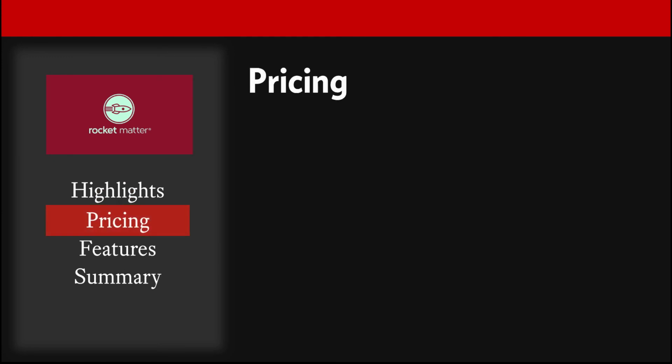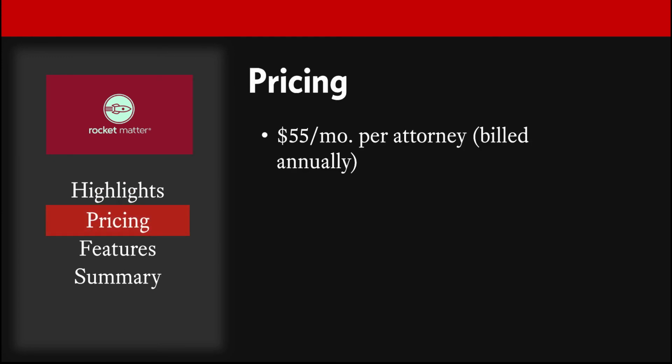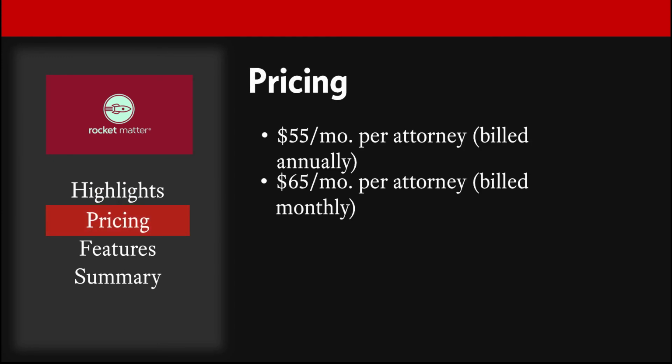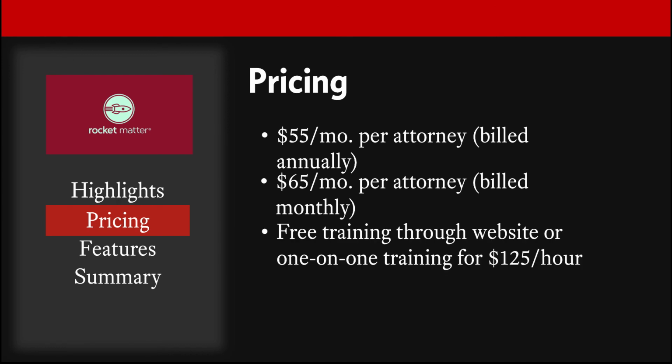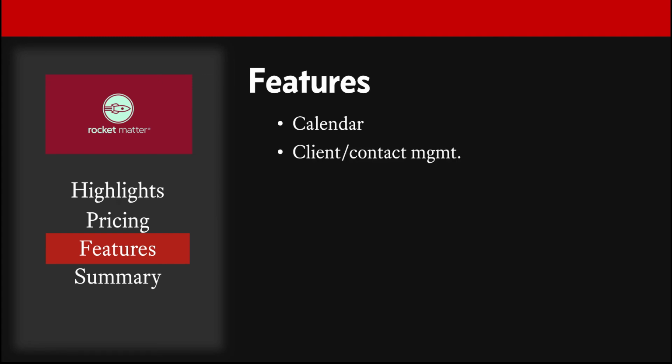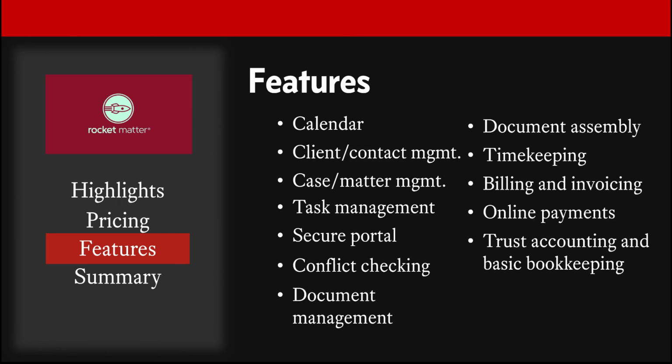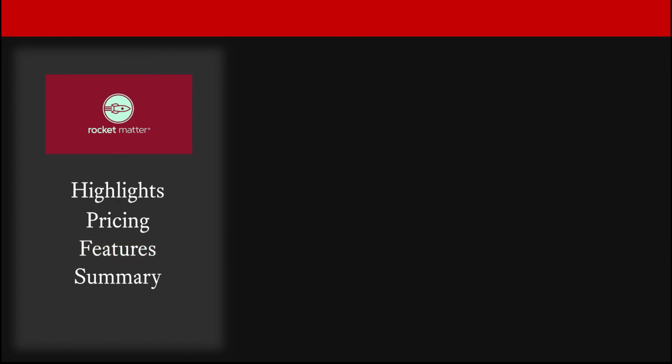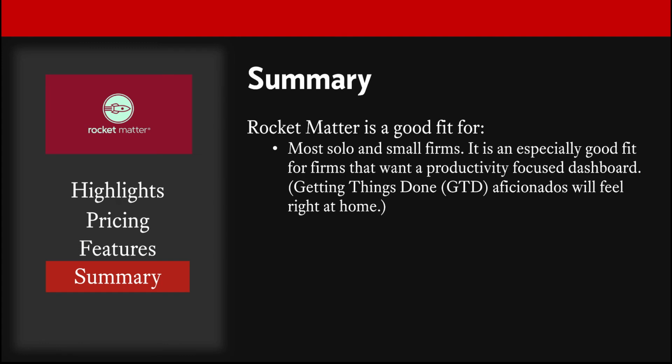Rocket Matter pricing starts at $55 per user per month if billed annually, and $65 per user per month if billed monthly. You can also purchase one-on-one individualized trainings, as opposed to the many free trainings available through Rocket Matter's website, for about $125 an hour. Some of Rocket Matter's features include calendar, client contact management, case matter management, and so on. You can find the full list of features on the Rocket Matter review page at Lawyerist.com. Keep in mind some of the features it doesn't have are email client and full accounting.